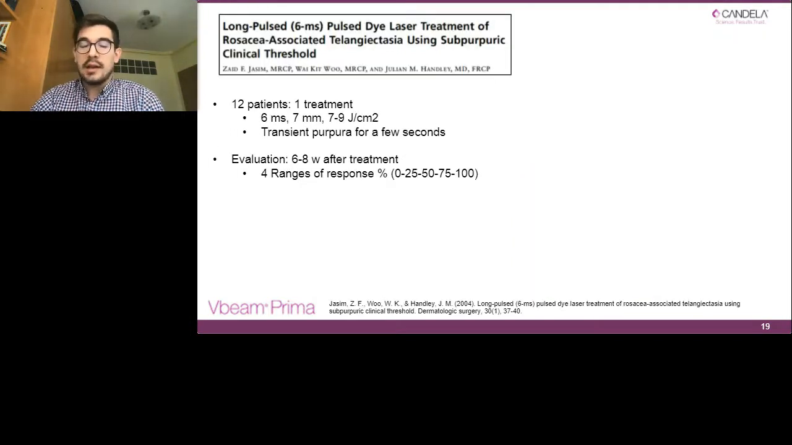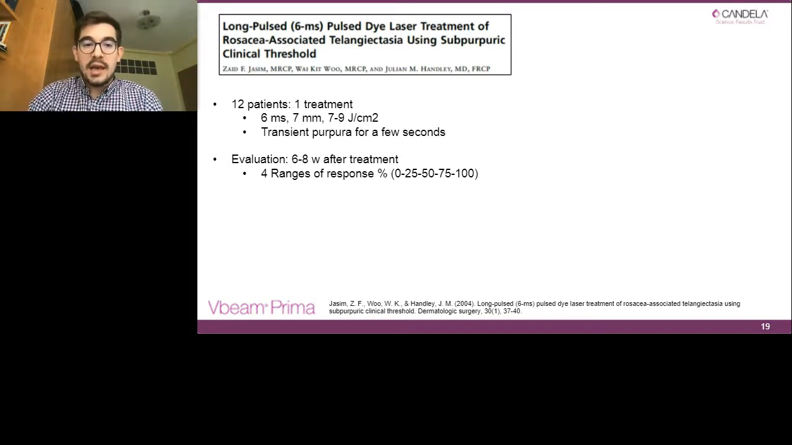After this last paper, another group tried to establish what happens when you use subpurpuric settings that are very close to this purpura threshold. They include 12 patients, and they make just one treatment with these parameters: 6 milliseconds of pulse duration, 7 millimeters of spot, and between 7 and 9 joules per square centimeter. With these parameters, they get a transient purpura lasting just a few seconds. They do not say how many seconds, but just transient. So it's not going to be an everlasting purpura.